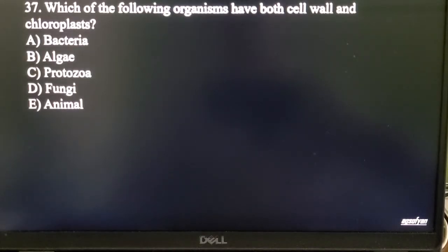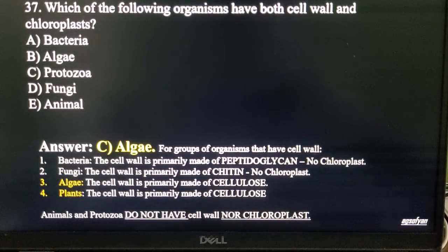Number 37. Which of the following organisms have both cell wall and chloroplast? Choose: bacteria, algae, protozoa, fungi, or animal. Of course, it should be algae. Remember, algae and plants are the ones that have cell wall and also chloroplast. Bacteria have cell wall, no chloroplast. Protozoa don't even have cell wall and also no chloroplast. Fungi do have cell wall but no chloroplast. Animals, no cell wall, no chloroplast.